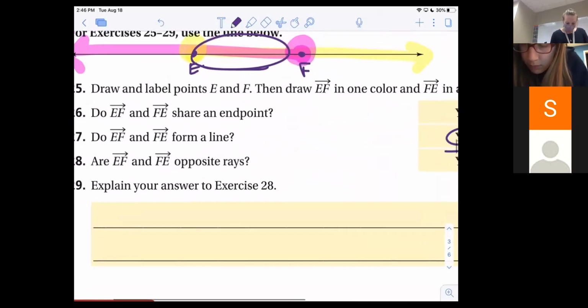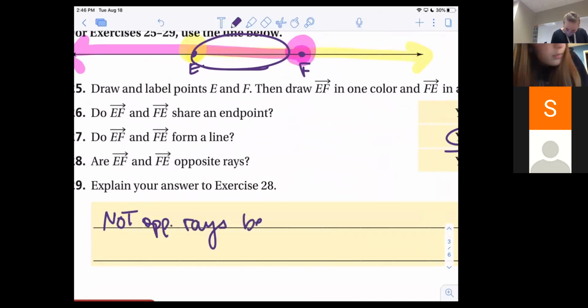So I'm going to say not opposite rays because they do not share an endpoint.